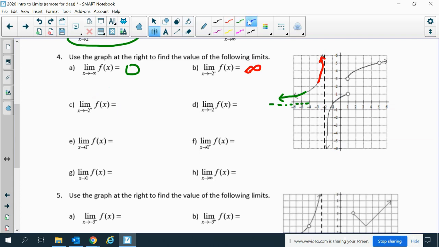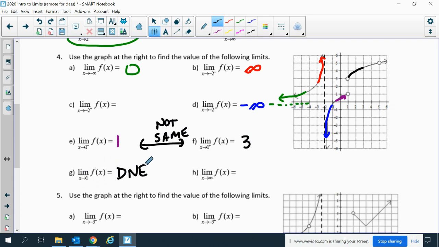Limit as x approaches -2 from the right. We're approaching from the right and we're going to -2. That's negative infinity. Limit as x approaches 1 from the left. So if we approach 1 from the left, that's approaching y equals 1. Limit as x approaches 1 from the right, that's approaching y equals 3. Since these two things are not the same, I have to say that the limit as x approaches 1 does not exist.